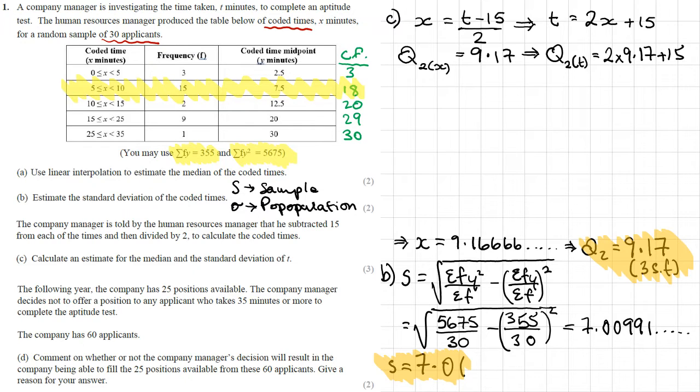And that gives me 33.34. So 33.34. Let's give that to 3 significant figures. So 33.3 is the median for T.